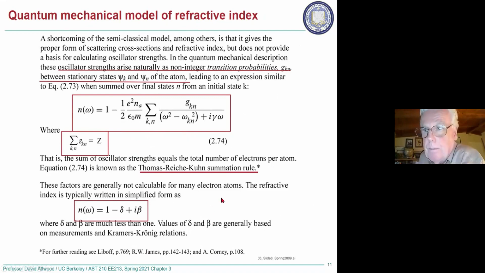Yeah. So the summation rule, which you mentioned here, it's basically saying that the maximum number of oscillators has to be equal to the number of electrons. No, almost correct, but not quite.